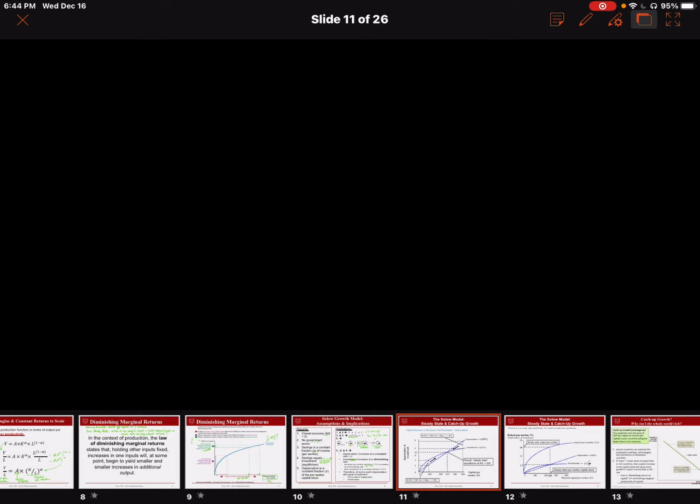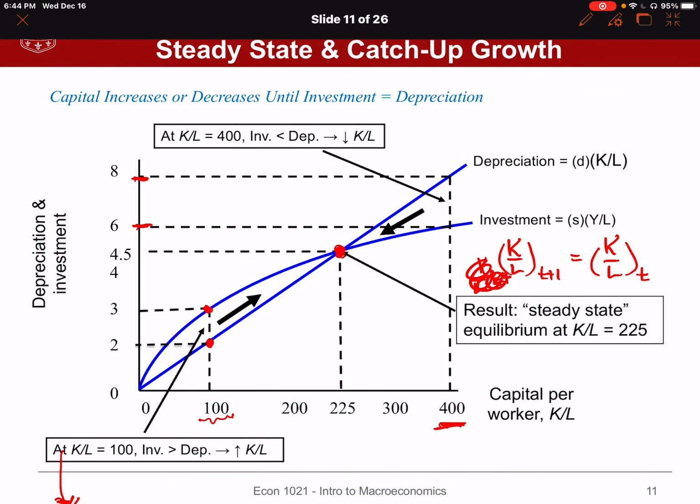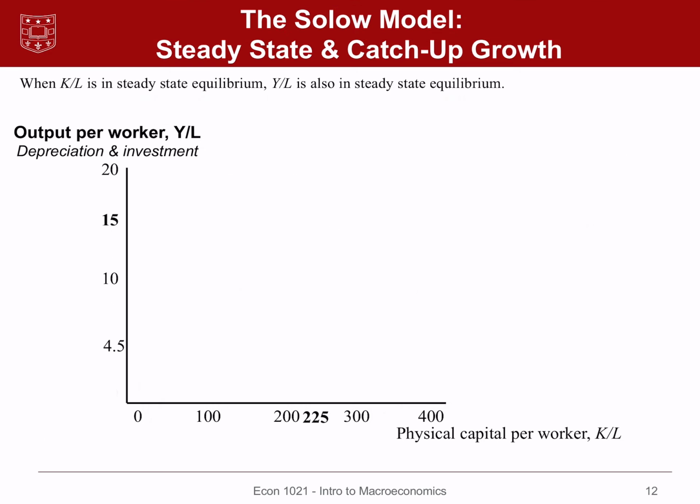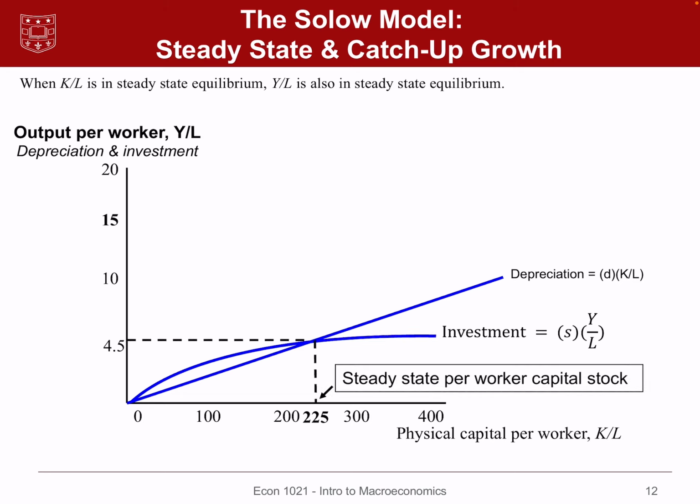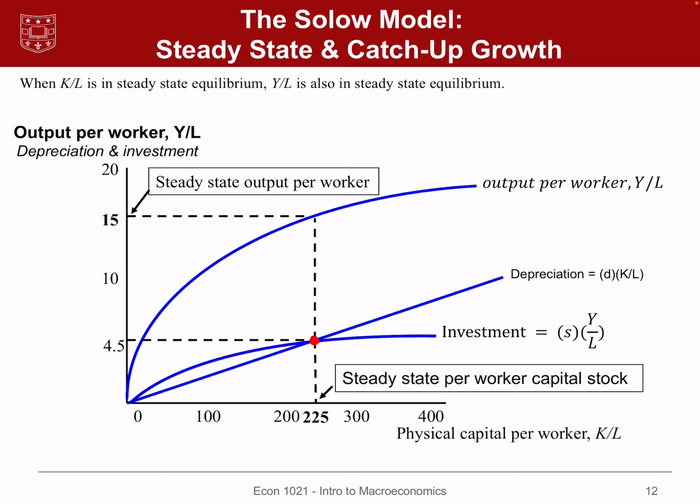So what can we do with that? Well, what we can do with that is now look at output per worker. So we've got the same picture here, which for whatever reason is working now in terms of my animations. So here is our steady state level of capital per worker, and we're going to superimpose upon that output per worker. So what we can observe here is that output per worker, numerically in my problem, is going to be 15.